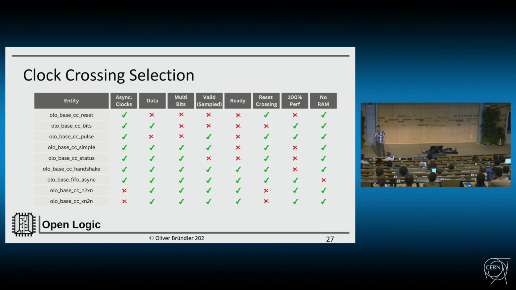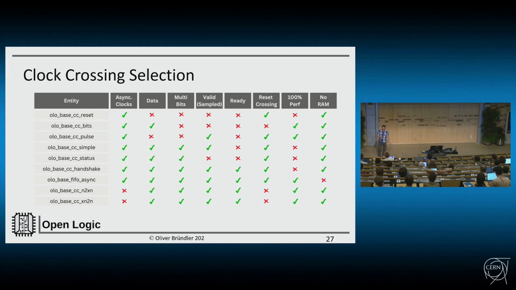Good. That's the full list of clock crossings and what they can do. I won't go through each and every cell in here. If you are interested in clock domain crossings inside OpenLogic, just go to the YouTube channel. There is an OpenLogic YouTube channel. I have a video about clock domain crossings where I describe the inner workings of all of them and the likes. So you are welcome to go there for details, but the overview here is very good to see which clock domain crossing fits my application.